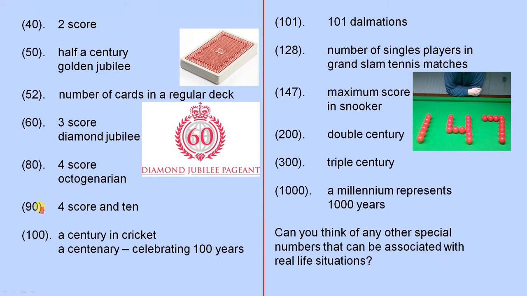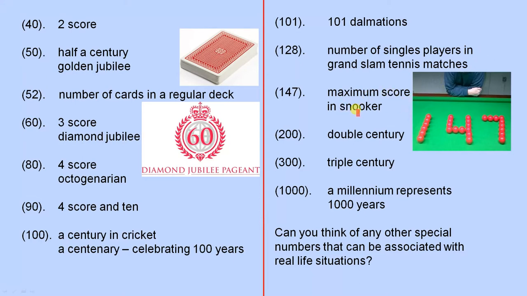That gives you 90. 100 is a century in cricket, which is a special score, or a centenary, celebrating 100 years of some special event. 101, there's a movie called 101 Dalmatians. 128 is the number of singles players in Grand Slam tennis matches. So the 4 Grand Slam tennis matches all start with 128 players in singles.